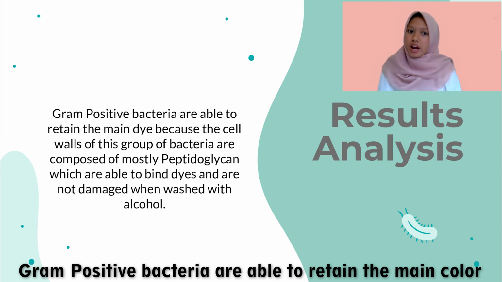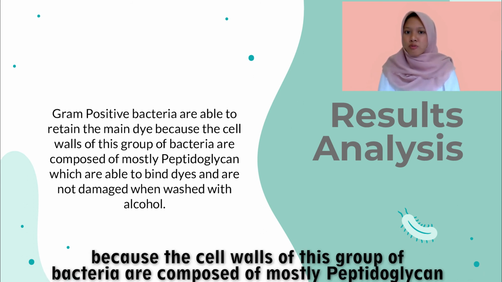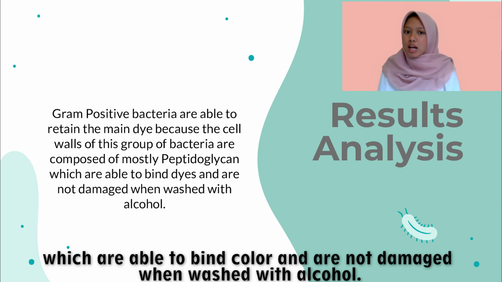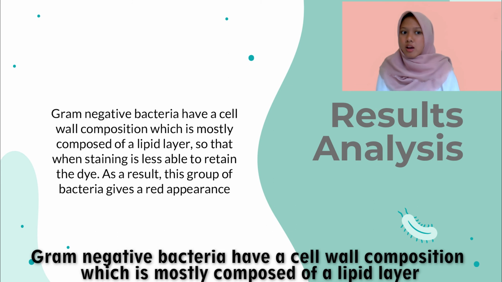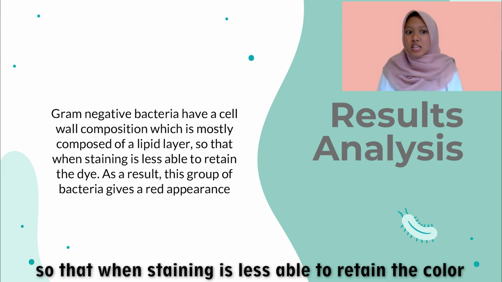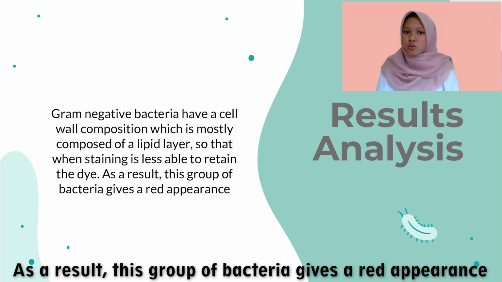Gram-positive bacteria are able to retain the main color because the cell wall of this group of bacteria is composed mostly of peptidoglycan, which is able to bind color and is not damaged when washed with alcohol. Gram-negative bacteria have a cell wall composed mostly of a lipid layer, so when staining they are less able to retain the color. As a result, this group of bacteria gives a red appearance.